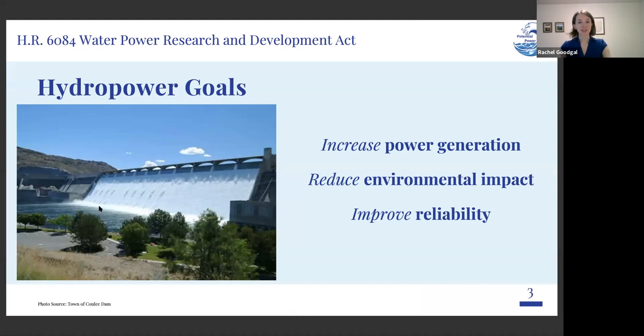The Water Power Research and Development Act provides for a program of research, development, demonstration, and commercial application in two related sectors, hydropower and marine energy technology. We'll start with hydropower because it's something that most of us know about. It's one of the oldest forms of electricity production and currently provides about 7% of US electricity.